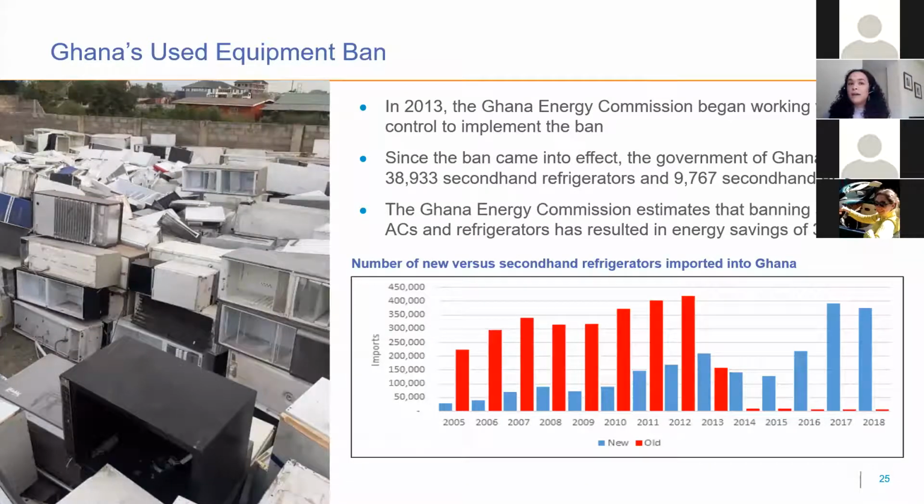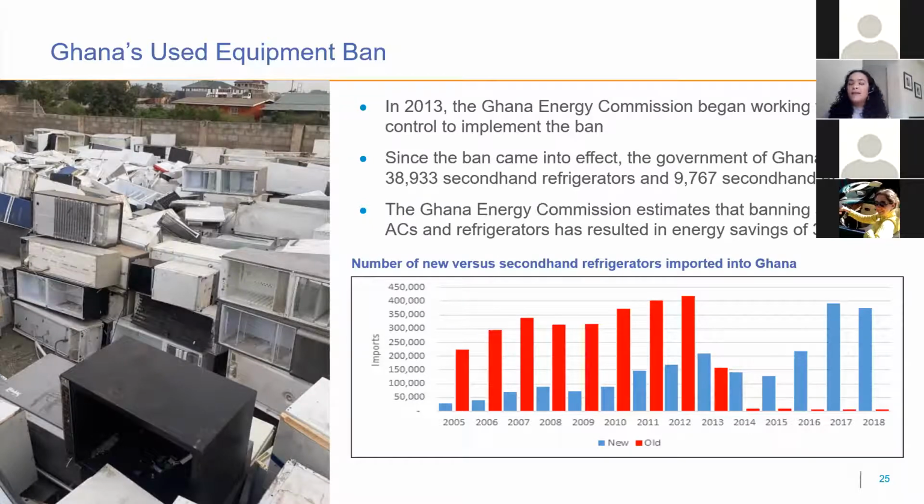Ghana's used equipment ban covers refrigerators and air conditioners, secondhand refrigerators and secondhand ACs. Since the ban came into effect, the government of Ghana has seized almost 40,000 secondhand refrigerators and almost 10,000 secondhand ACs. And based off of the seizure of these products, the Ghana Energy Commission estimates that banning secondhand ACs and refrigerators has resulted in energy savings of almost 3,600 gigawatt hours.